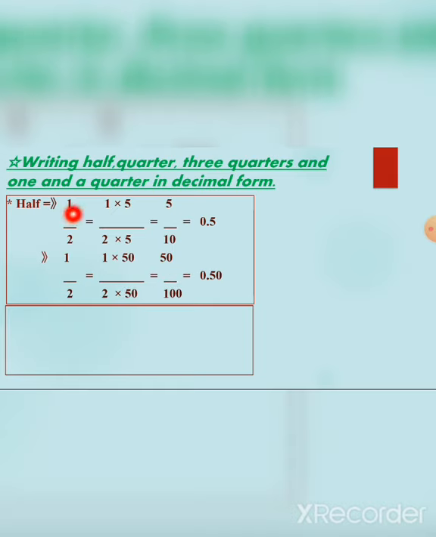Write half. 1 upon 2 is equal to 1 multiplied by 5 upon 2 multiplied by 5 is equal to 5 upon 10 is equal to 0.5. Then leave one line, then write this.